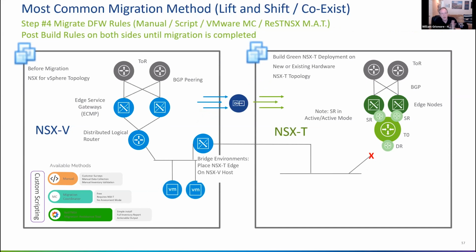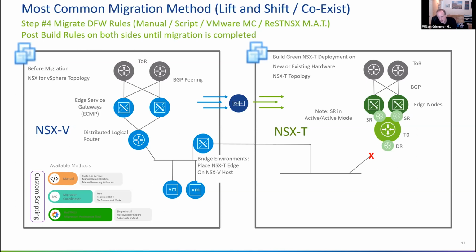So that's an important step. The next one would be to migrate the firewall rules. Again, manually build them, knock yourself out, use a script. We can help you with that. Migration coordinator may work for some things, or you can use the REST NSX migration tool. The great thing about the MAT tool is it really knows how the rules are built and all those considerations about like the VM not existing in the target. His tool understands how that works. So we get the firewall rules moved over.